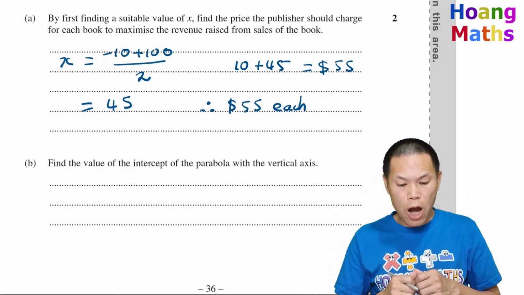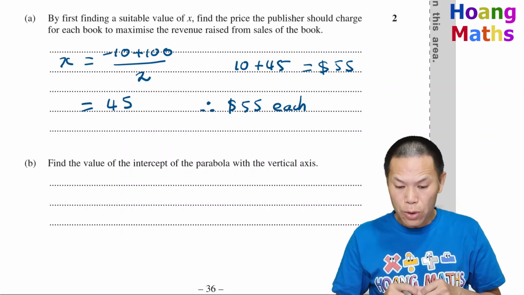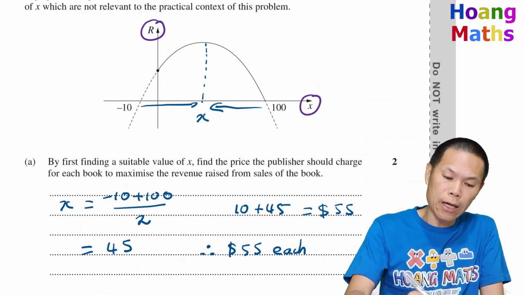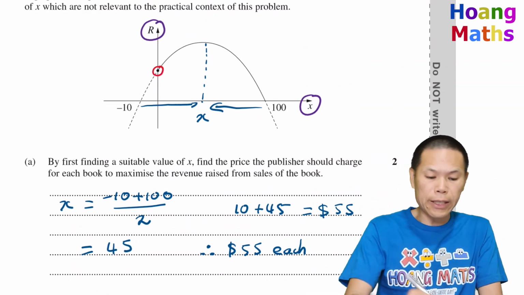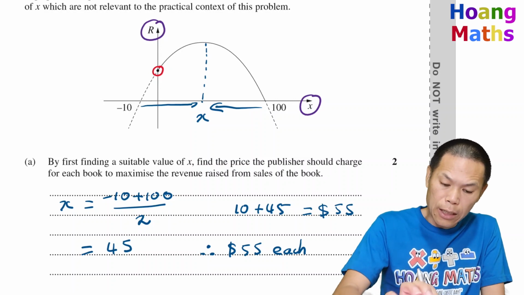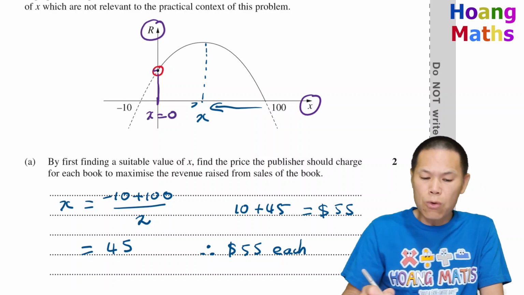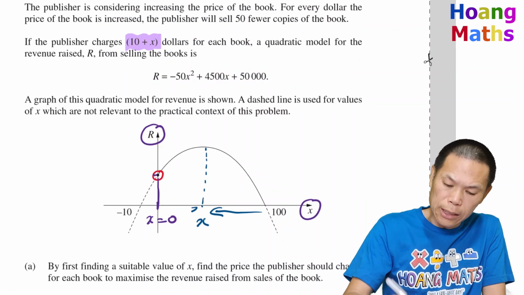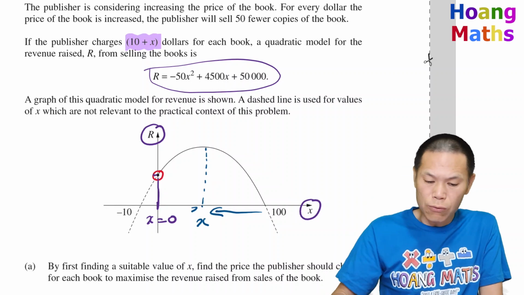Part B. Find the value of the intercept of the parabola with the vertical axis. So the vertical axis is the y-axis, or R in this case. So we need to find this. Now to find this, we know that at this point x is equal to 0. See, along here, that is when x is 0. So when x is 0, we know that R is this. So we just replace x with 0.